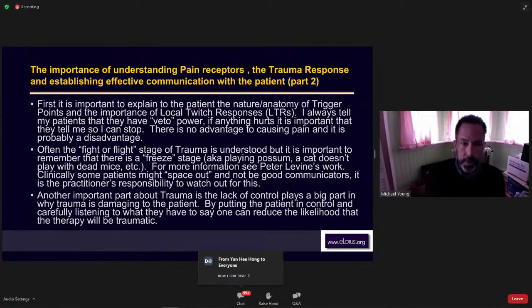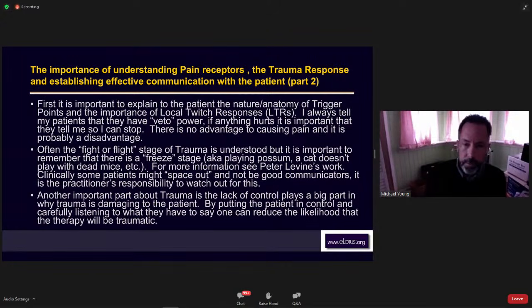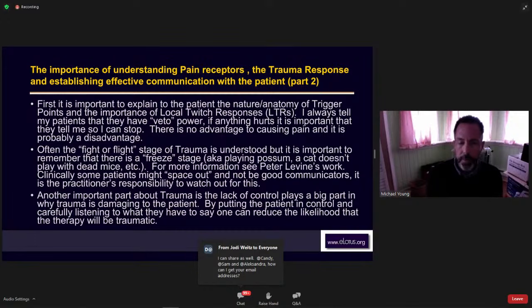So explain to the patient the nature of a local twitch response. I hold my fingers together like this and talk about the actin-myosin filaments, and that they shorten and blood gets stuck in them. And then they understand. I think it's important to get the patient on board, and if they understand, they are more likely to be a full participant. And again, giving them veto power. So trauma is really about having control taken from you. Whether someone is raped or mugged or whatever causes trauma. And the opposite is true.